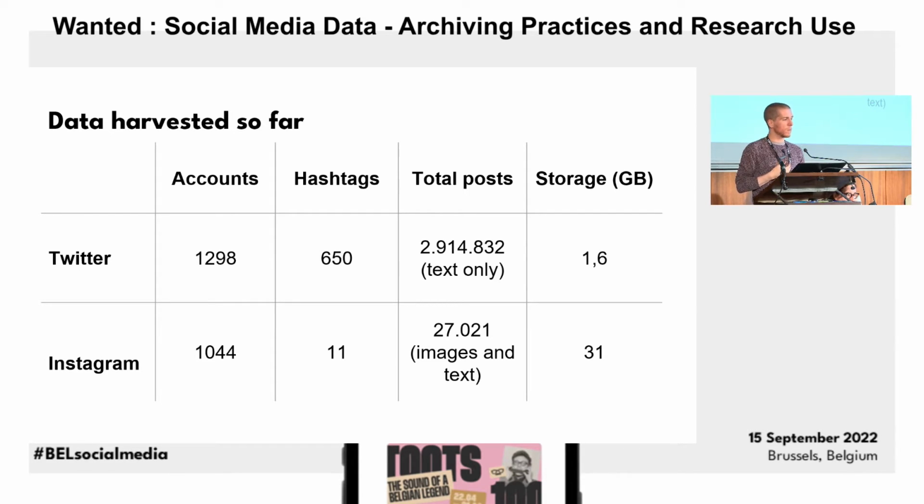For Instagram, it was over 1,000 accounts and 11 hashtags, not that many hashtags, resulting in 27,000 posts that are actually both pictures and text, resulting in more storage. So that's 31 gigabytes here, and that's mainly because you're storing pictures, which is the main thing of Instagram, together with videos.